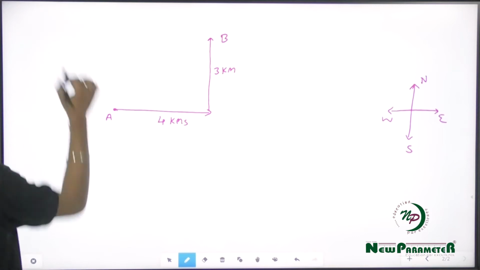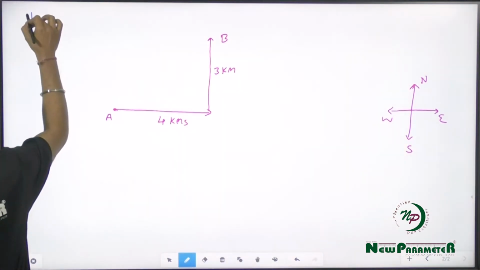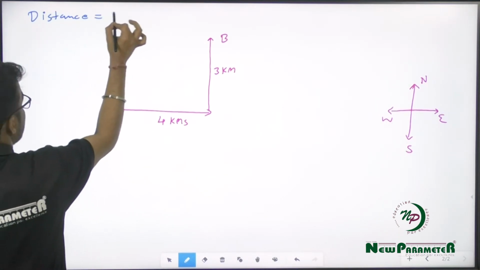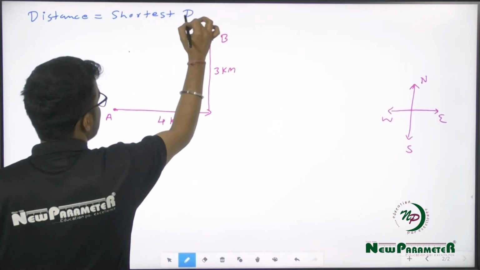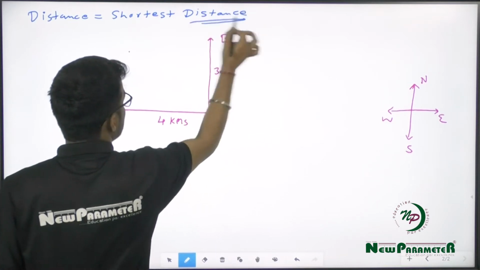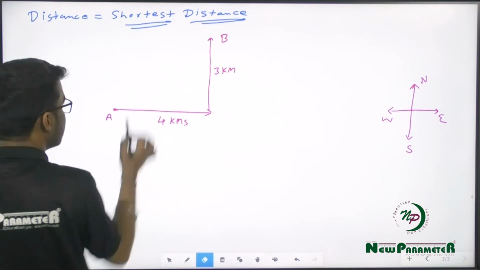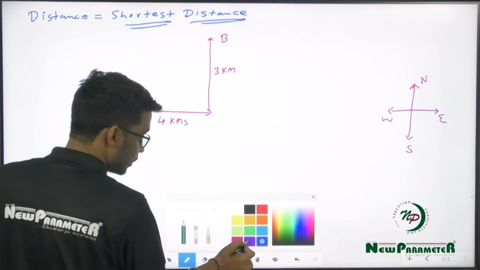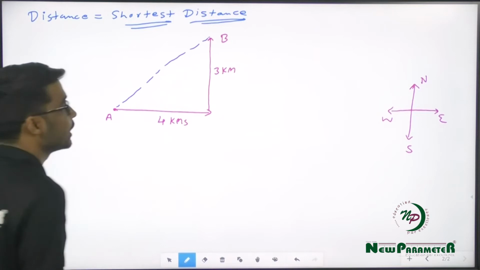In case of directions, whenever the examiner asks you about distance, make sure about that you always find the shortest distance available. So in this particular case, we have to find the shortest distance. So in this case, shortest distance would be this diagonal distance.